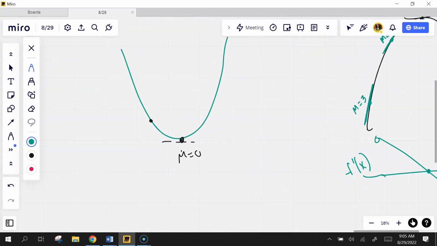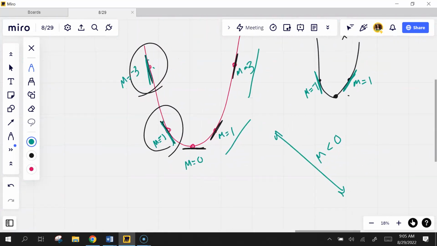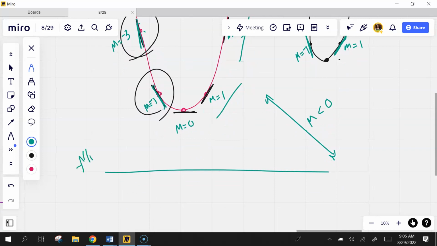Whereas over here, if I'm graphing the derivative of this one, I start around -3. Here's my 0, and I go up the same amount. So that's the difference in the graphs there, of what they look like. Does that make sense?